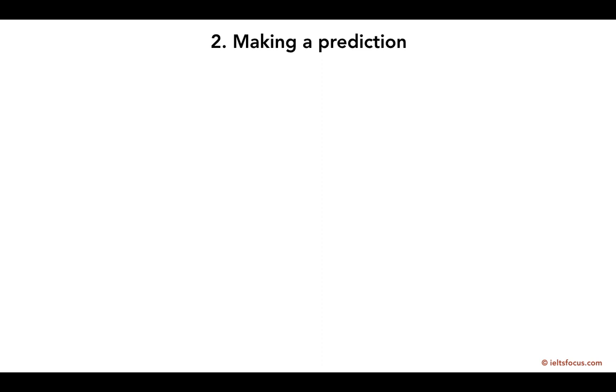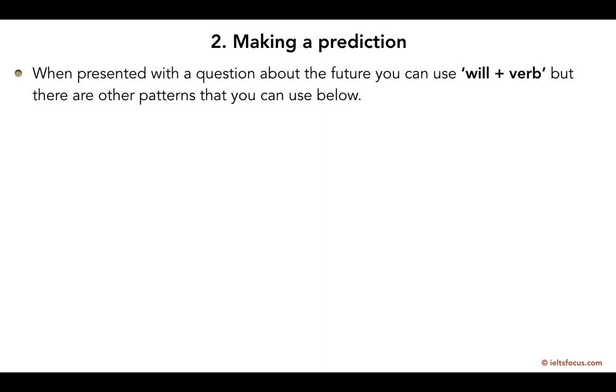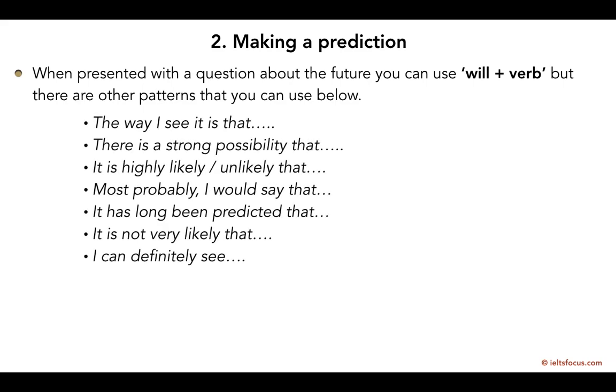Okay, let's move to the next one, which is making a prediction. When presented with a question about the future, you can use will and verb, but there's other patterns you can use when you want to state some kind of prediction about what could happen. You could say, the way I see it is, or there is a strong possibility, or it's highly likely, or it's unlikely that. Most probably I would say, it has long been predicted, it's not very likely, and I can definitely see, etc.